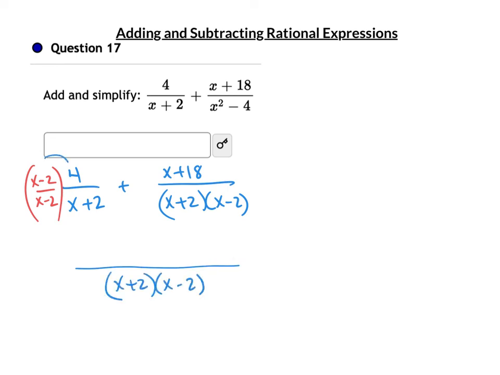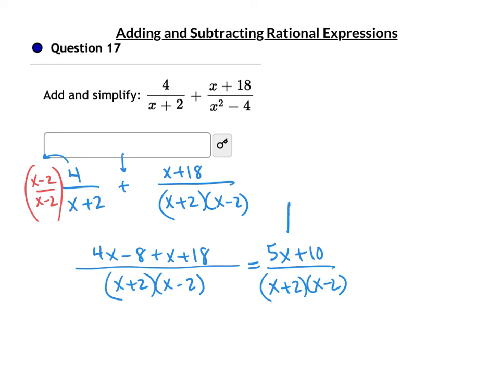We'll distribute the 4 up top. That's 4x minus 8. And watch out for a minus because you need to distribute it, but I don't have a problem here. This will just be plus x plus 18. This will be 5x plus 10 over x plus 2 times x minus 2. Watch for factor cancel. Does this factor? Yeah, it's got a GCF. GCF is the first thing you should always look for. It's 5 times x plus 2.